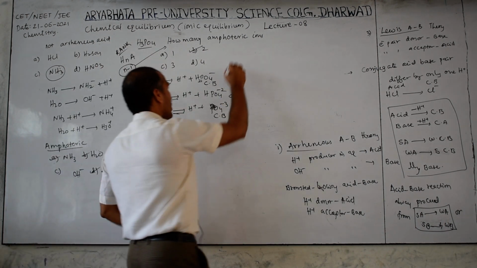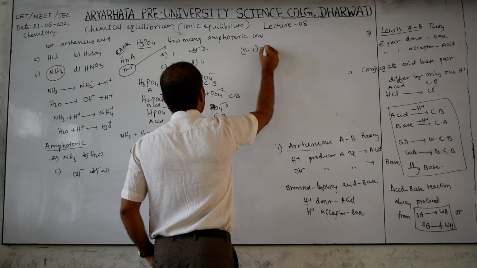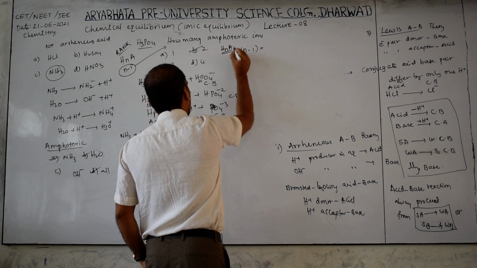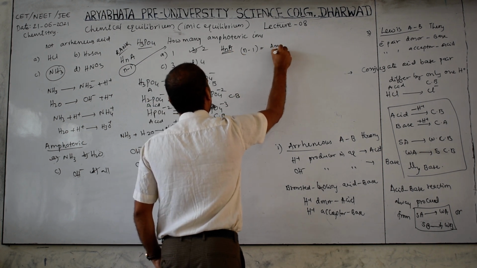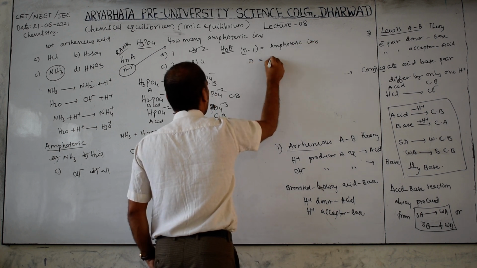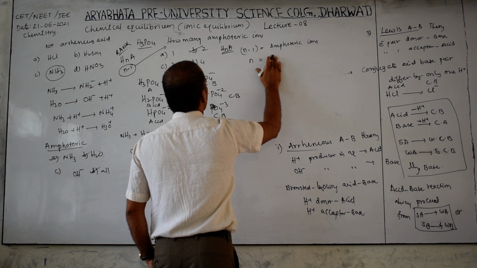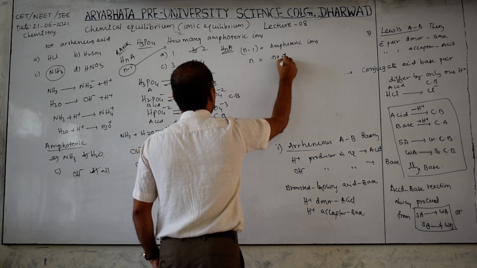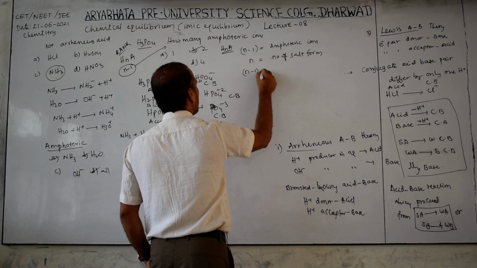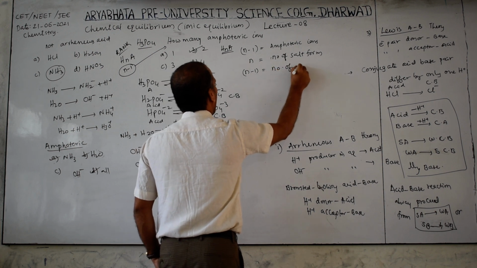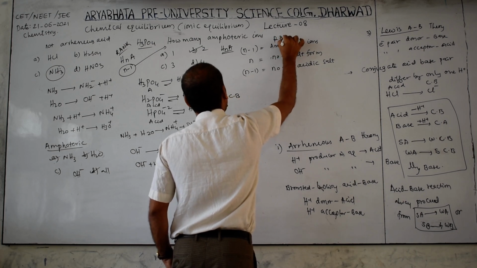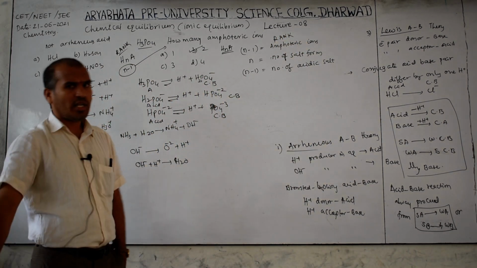Number of... if this type of formula HnA is there, then n minus 1 is the number of amphoteric ions, and n is the number of salt forms, and n minus 1 is the number of acidic salt forms. This rank shortcut, remember, is easy to answer for CET level to JEE Mains level.